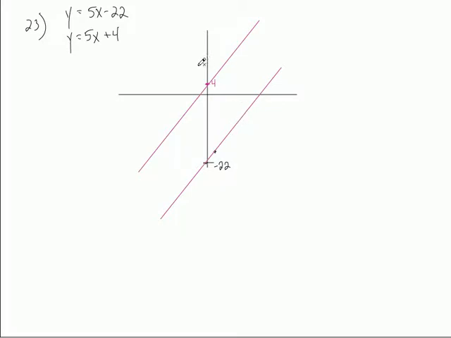It doesn't make any difference. I'm going to use this one. So what is this point right here? It's 0, 4. It's supposed to be a 4. Okay, so that point right there is 0, 4.